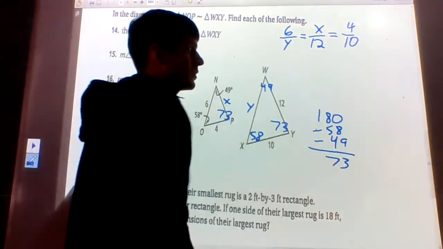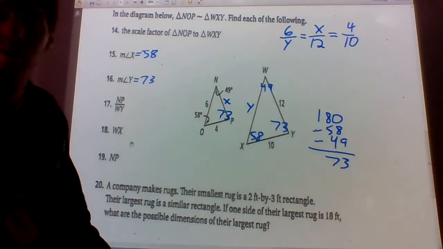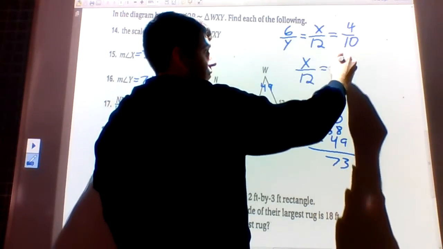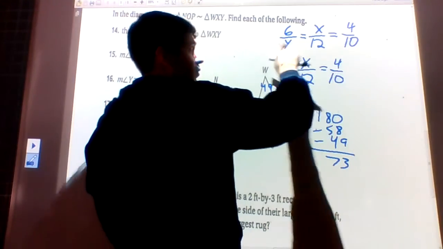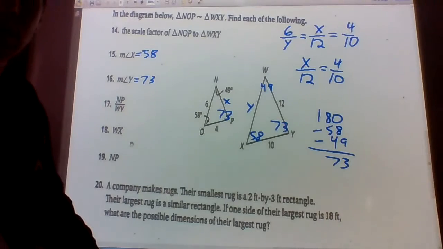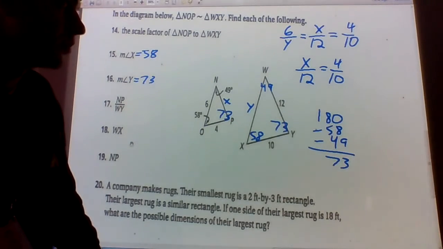Okay, we want to solve for X, so we pick 2 ratios. We want to pick one with the X in it, because that's what we're solving for. And then we want to pick 4 over 10, because if we pick 6 over Y, then we have 2 variables in our equation, and we don't want 2 variables. You can't solve one equation with two different variables. So we want to pick the 4 over 10.